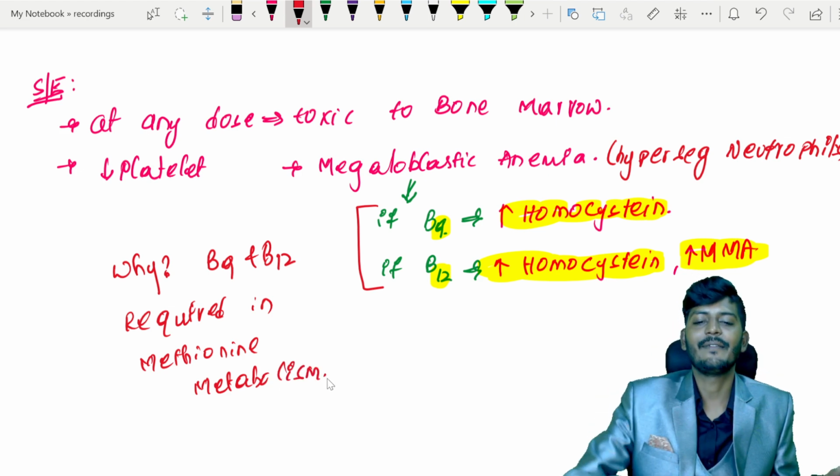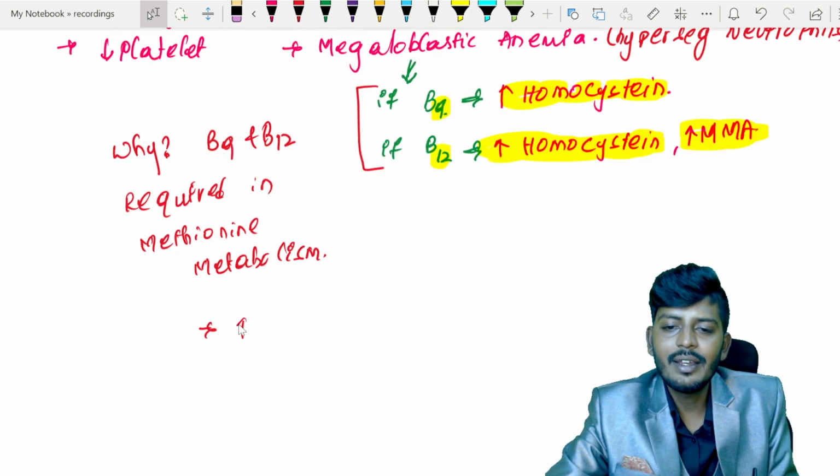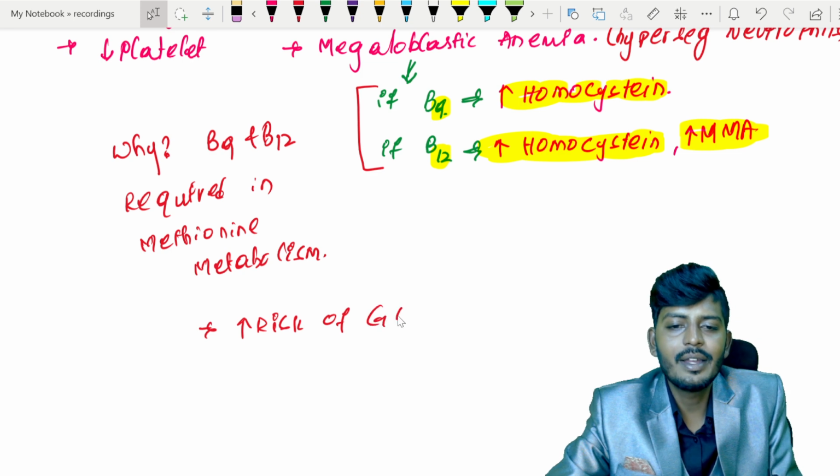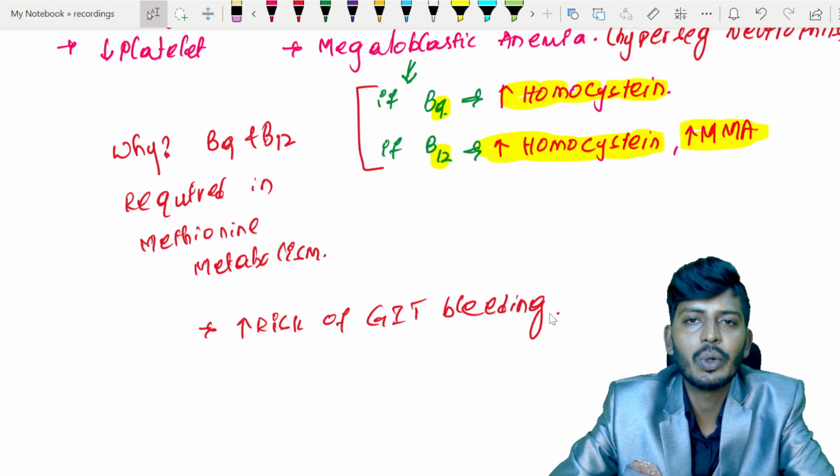So this is the reason why we need to remember about this particular aspect. So that is your side effect. And also, my dear students, since there is a decrease of platelets, there is an increased risk of GI bleeding. So we have to be very careful. So these are the things which you need to remember when we are speaking of methotrexate.